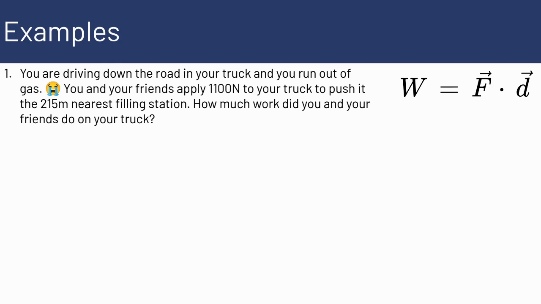All right, so you are driving down the road in your truck and you run out of gas. You and your friends apply 1,100 newtons of force to your truck to push it the 215 meters to the nearest filling station. How much work did you and your friends do on your truck? Okay, so the work equation is force times displacement. So our force here is 1,100 newtons times 215 meters, which gives us a total work of 236,500 joules of work.